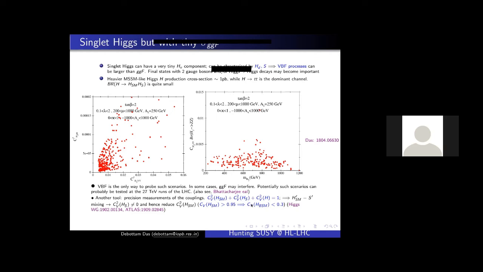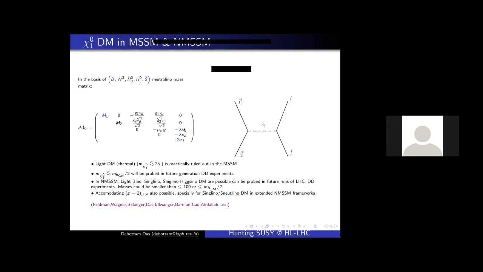Okay, so now, just for the last few minutes, the dark matter sector. As I have stated, this singlino can be a dark matter in the NMSSM, and here this new dark matter, via exchange of a pseudoscalar going to f f-bar, can be regarded as one of the solo mechanisms to produce the correct relic abundance.